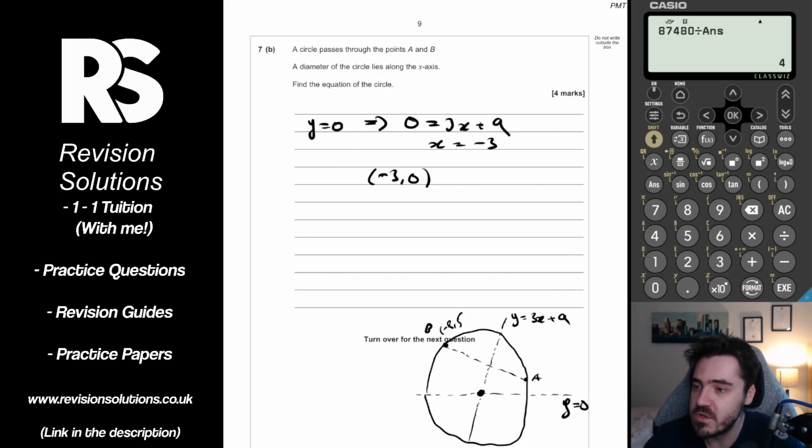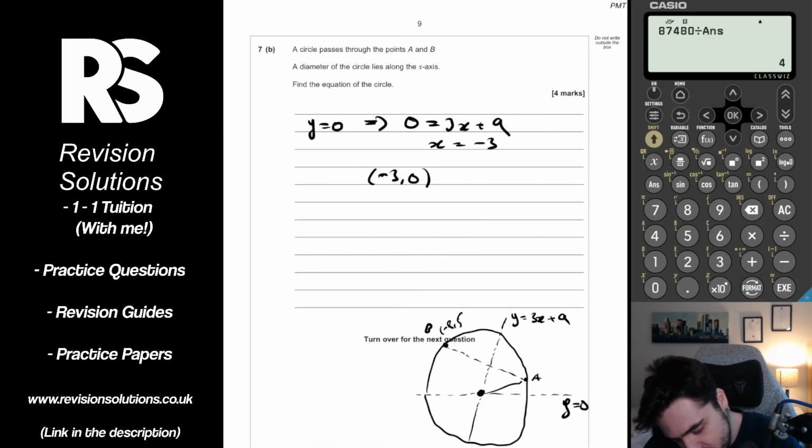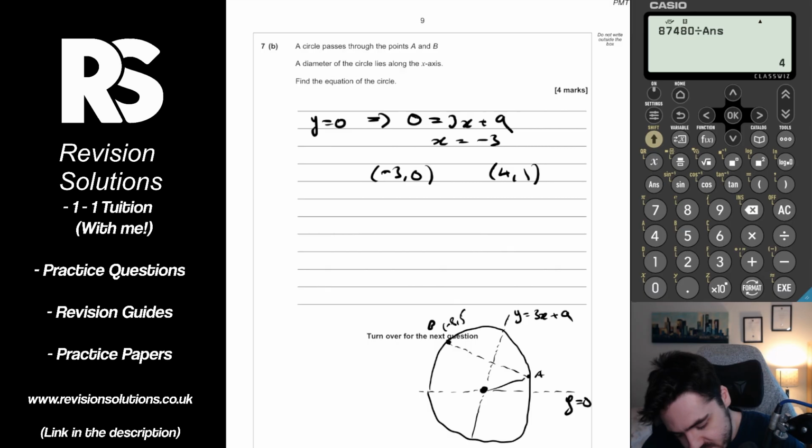And if we want an equation for the circle, we need to have the center and the radius. So to find the radius, we can just do the distance from our center to any of the points on the circle. So I'm going to pick the point A. We've got minus 3, 0, and then let's write out point A again. That was 4, 1. So going from the center to 4, 1, it is going to go along by 7 and go up by 1.